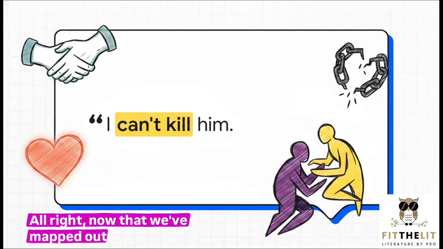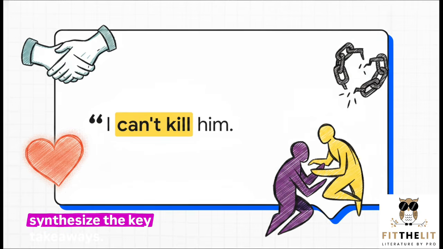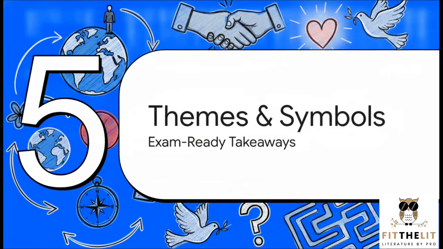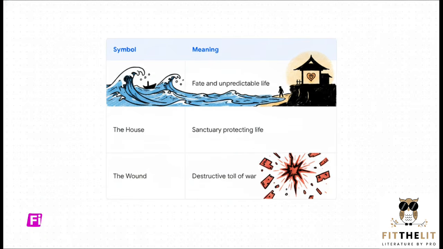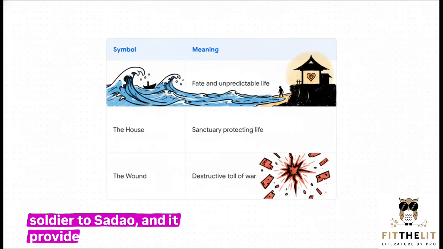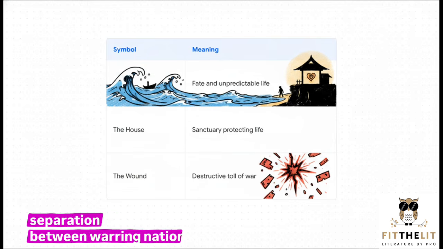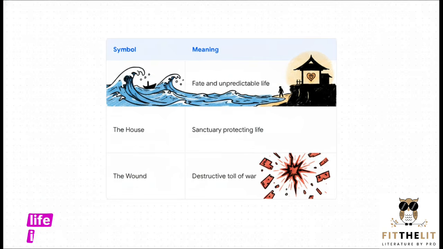All right, now that we've mapped out the plot, let's pull back and synthesize the key takeaways. Section 5. Themes, Symbols, and Meaning. Buck uses some really incredible symbolism here. Let's break it down. First, the sea. It literally brings the wounded soldier to Sadao, and it provides his escape route. It symbolizes fate, the massive separation between warring nations, and just the unpredictable nature of life itself.